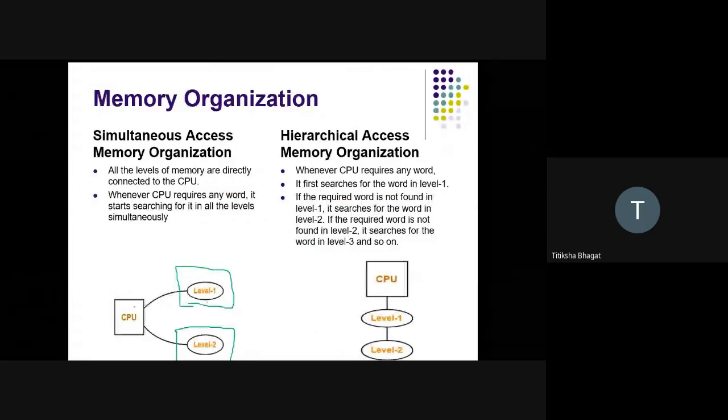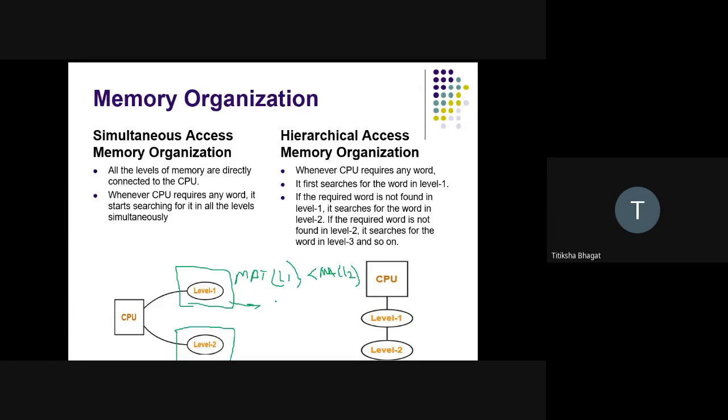So again here you can see, if I am talking about simultaneous access memory organization, there are two types of levels. As an example, it is given that there are two levels of memory, level 1 and level 2. For level 2, what will I write? The memory access time required for L1 will always be lesser than the memory access time required for L2.